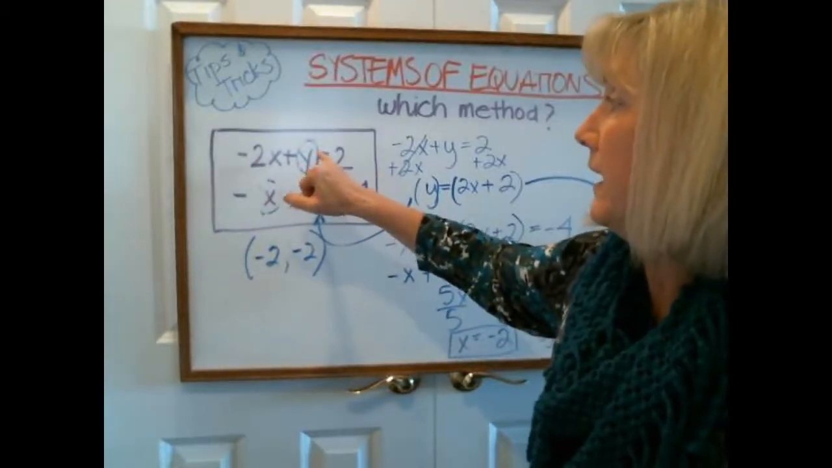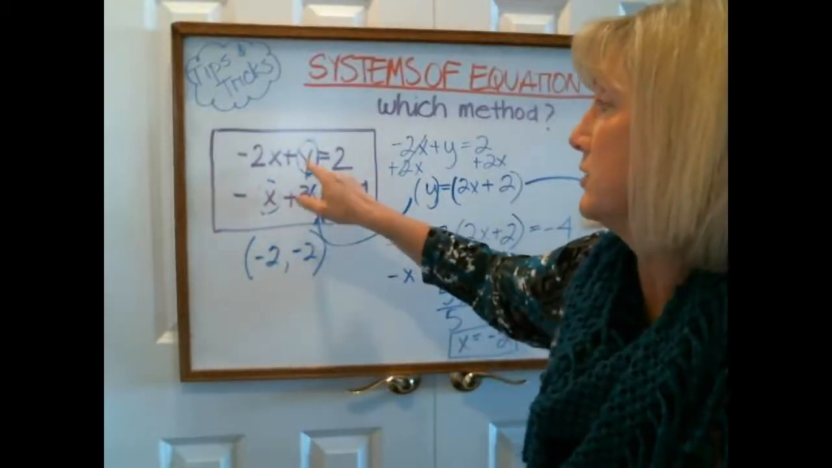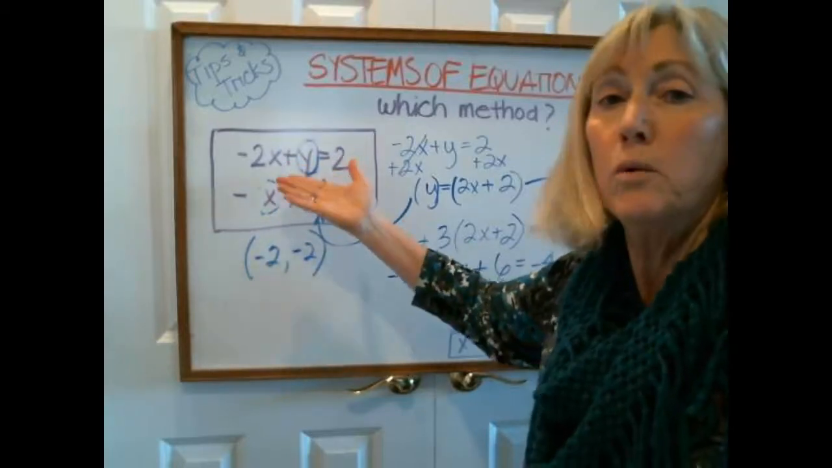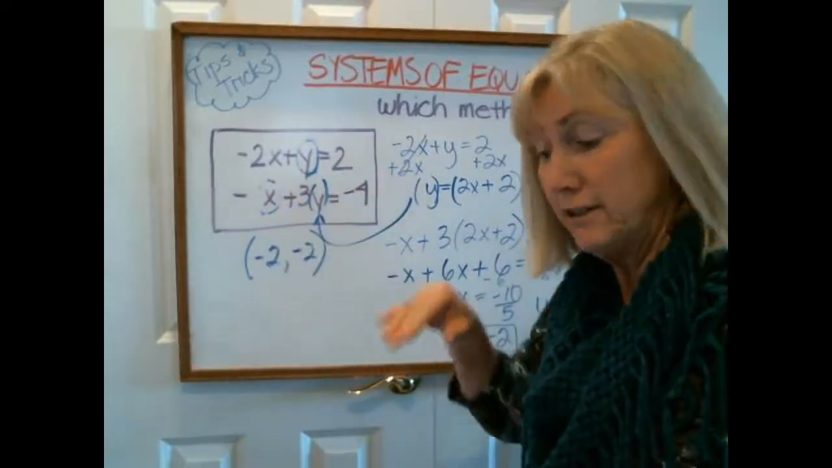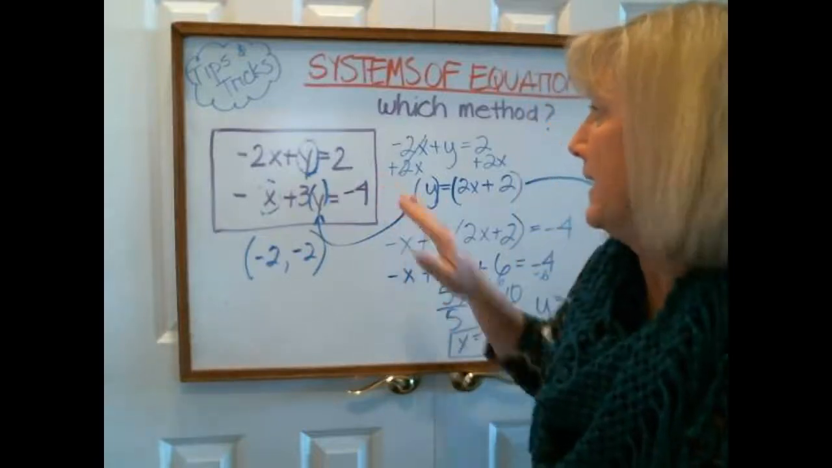Again, this was an option for substitution because there were two options where you could solve for the variable and not have to divide by anything and make it a fraction.